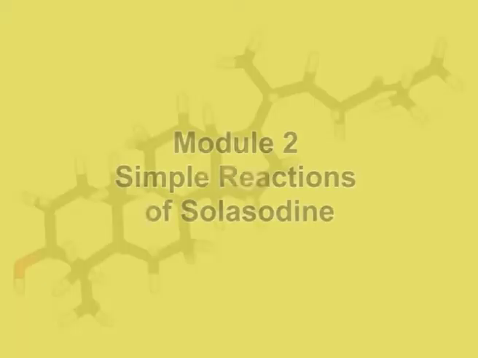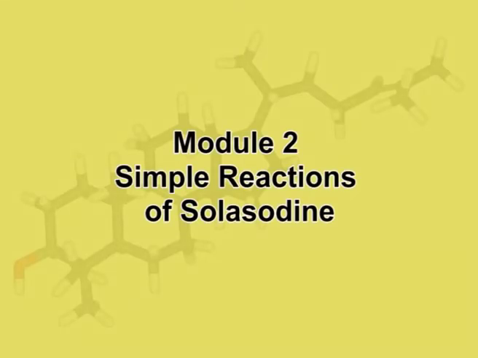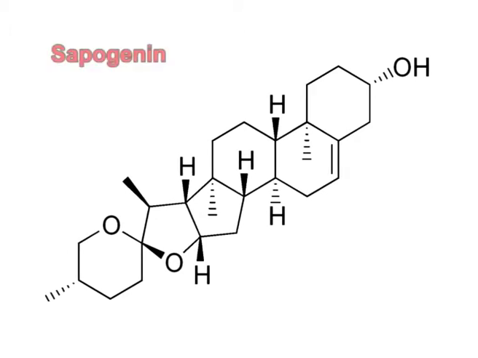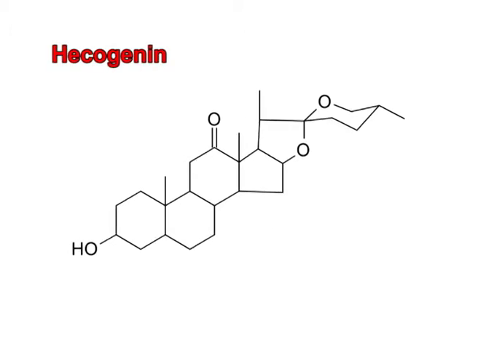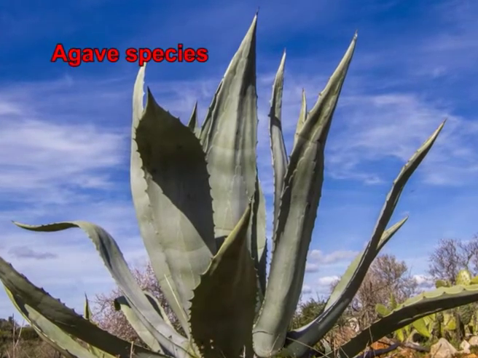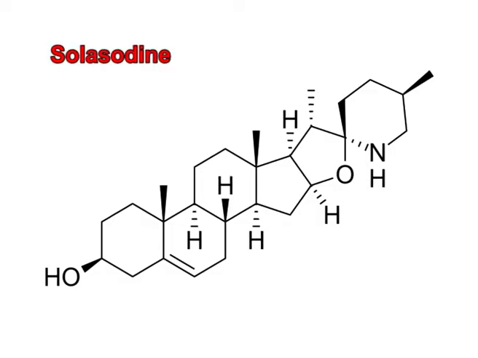Now let's move on to module number 2, which is simple reactions of solasodine. Like diosgenin, the steroidal alkaloid solasodine, isolated from Solanum species, has also been used as a starting material for steroid drugs. At one time, there was good interest in the sapogenin hecogenin, which is obtainable from plants, particularly from numerous Agave species. Solasodine is obtained by the hydrolysis of primary alkaloids.